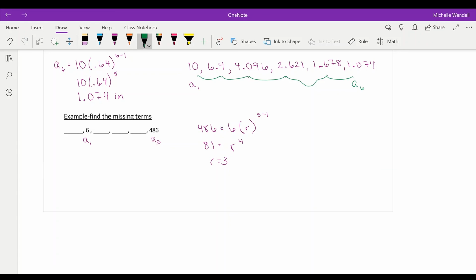So if I start at 6, I get 18, 54, 162, 486, and I get the previous one before the 6. Well, the ratio is 3. I'm working backwards, so instead of multiplying by 3, I'm going to divide. You get 2 as your answer.